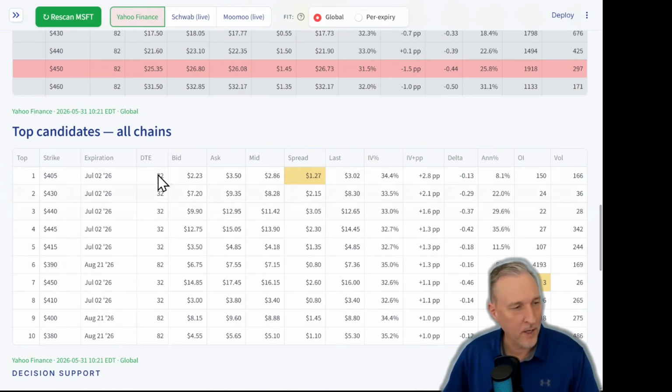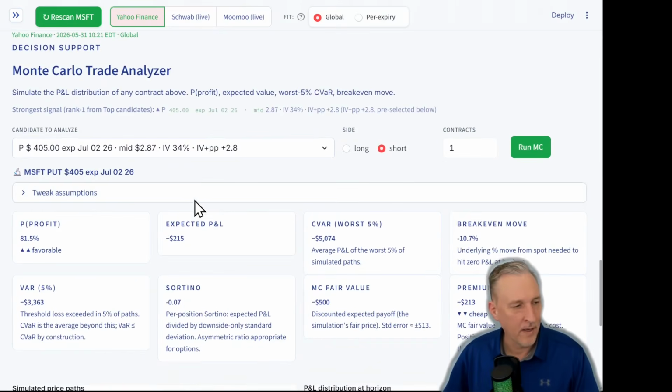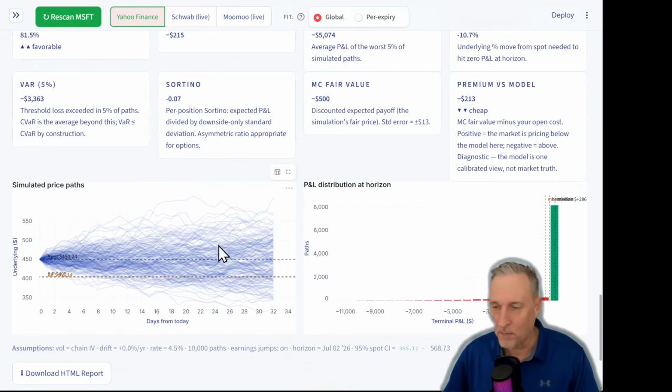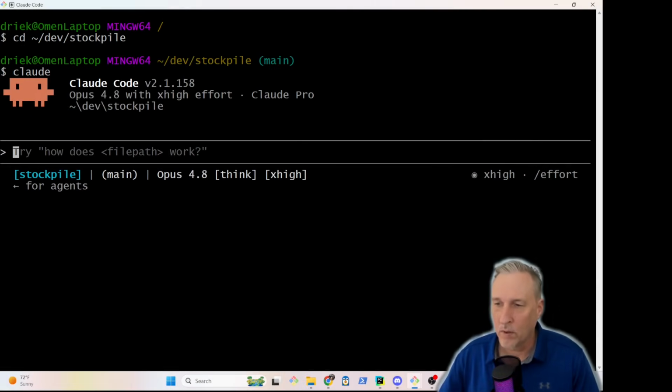And here are the top candidates across expirations, and a Monte Carlo trade analyzer where you can simulate possible outcomes. We'll come back and walk through an example with each method of finding puts. Everything is free and open source and available in a public GitHub repo, Stockpile.